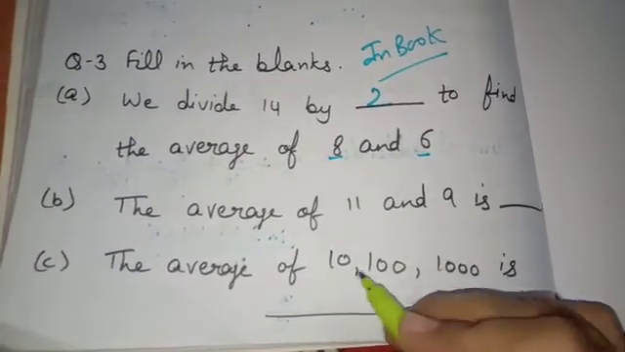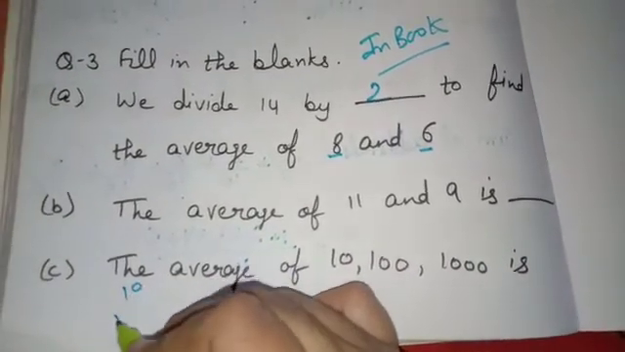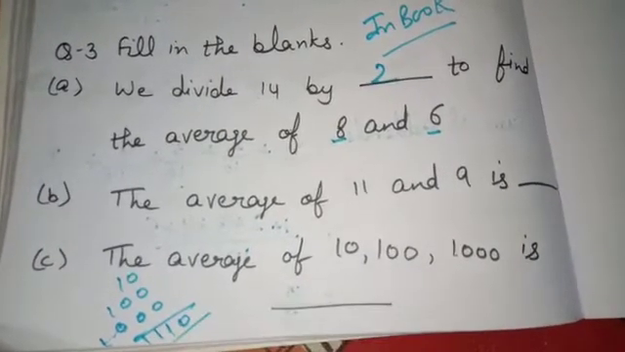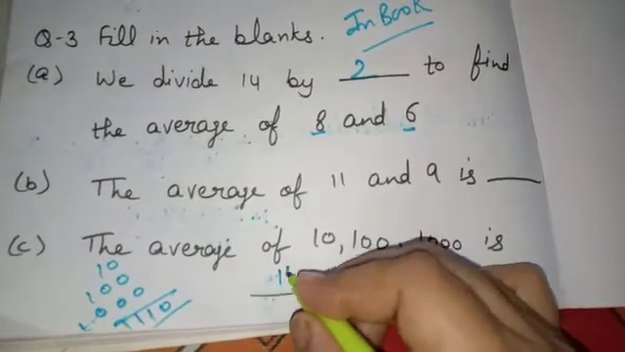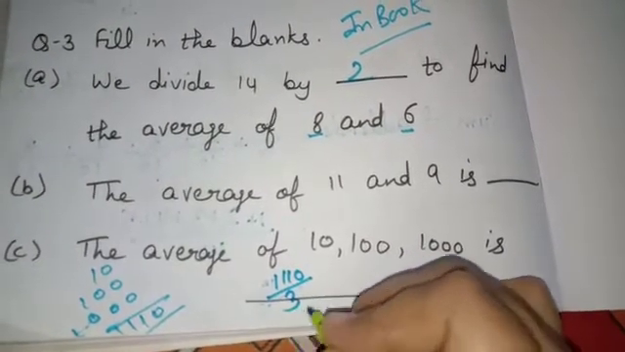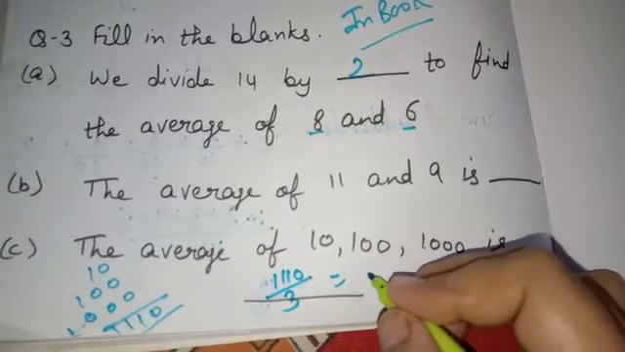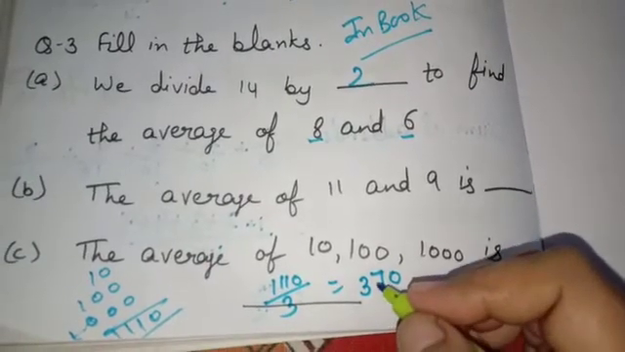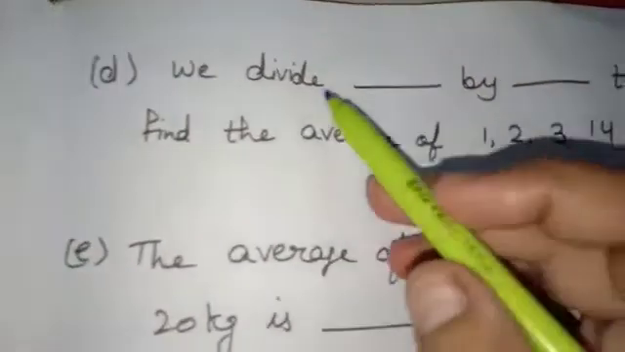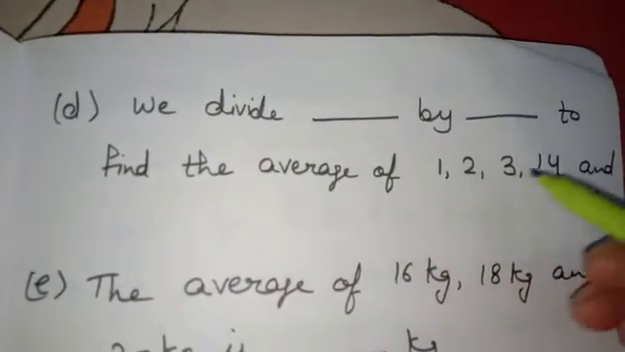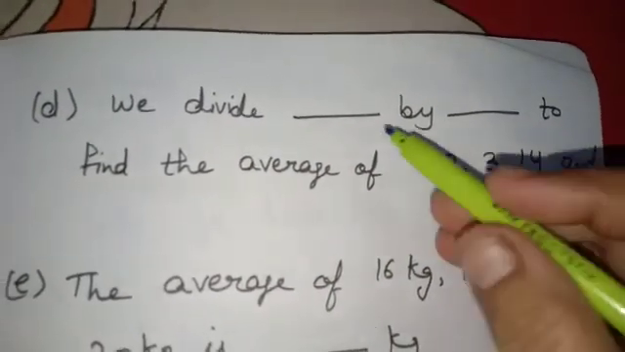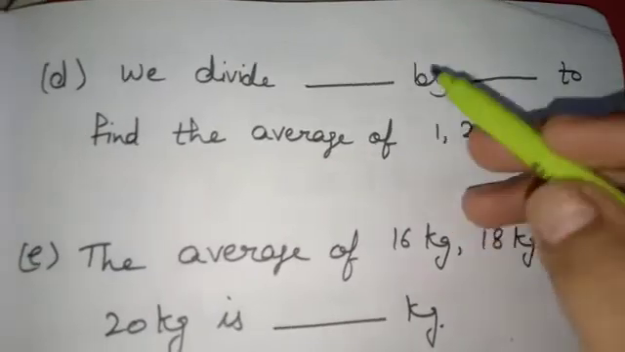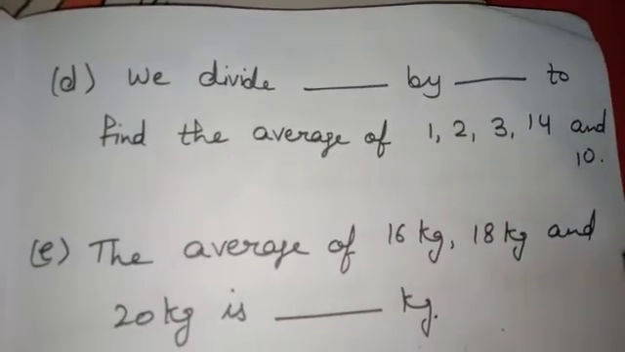In the same way, for the average of these three numbers, firstly we will find the sum of addends. Then average means sum of addends divided by total number of addends. When I divide it, it will be cancelled: 3 3s are 9, 3 7s are 21, and 370 will be the answer. Okay. Part D of the question is, we divide this by this to find the average of these numbers. So we divide sum of addends by total number of addends. So we will find the sum, then the total number, and fill it in by yourself.